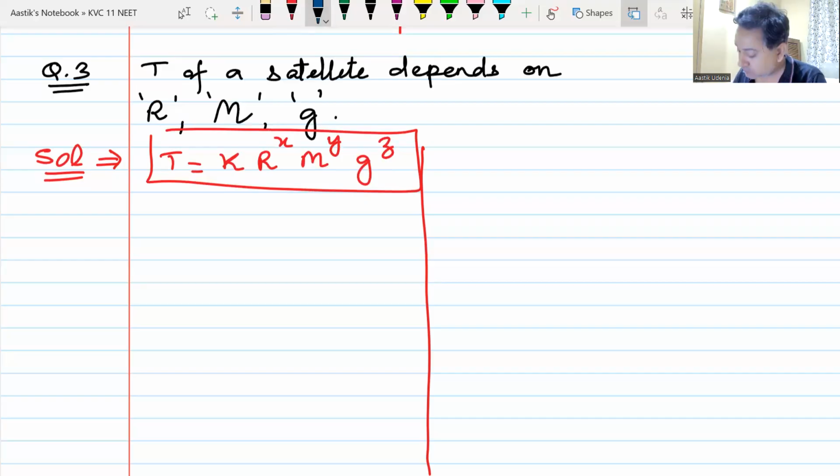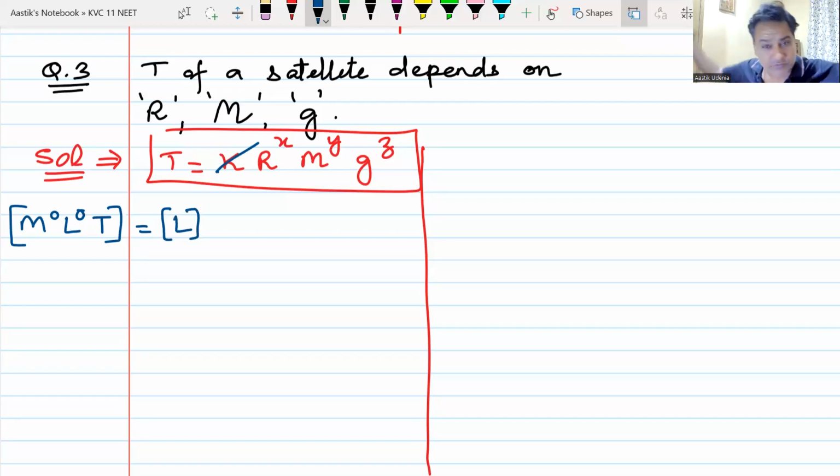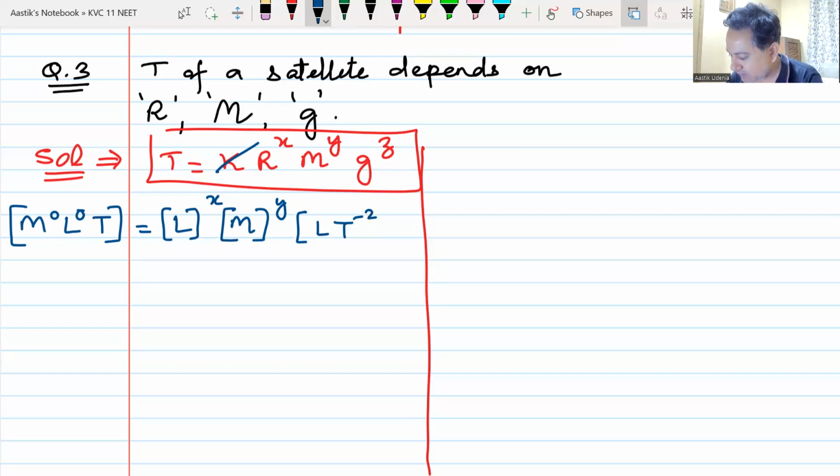T, time period. The dimension is M0, L0, T1. So I just write it as M0, L0, T. That must be equal to K is gone. R is the radius of the planet. The dimension L. It's too late to show your talent now. You have already lost your time. So now I have to do it on my own. Auto mode, I call it. L raised to the power of X. What about M? Mass. M raised to the power of Y. That is correct, my dear friends. G. LT minus 2 raised to the power of Z.